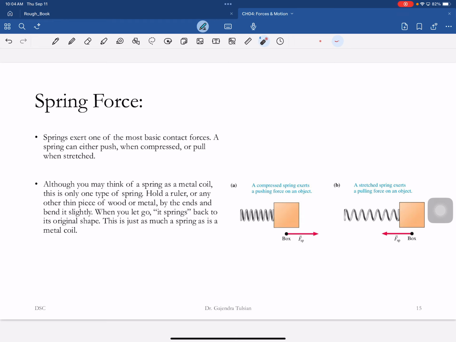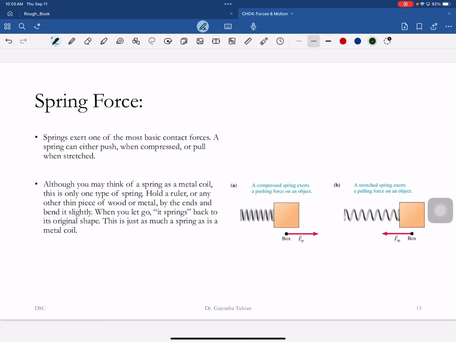We'll talk about spring forces. Spring forces, you encounter these everywhere. So here's an object attached to a spring. If you push the spring, if you compress the spring, it will push back on the object. And if you pull the box, if you stretch the spring, it will pull back.